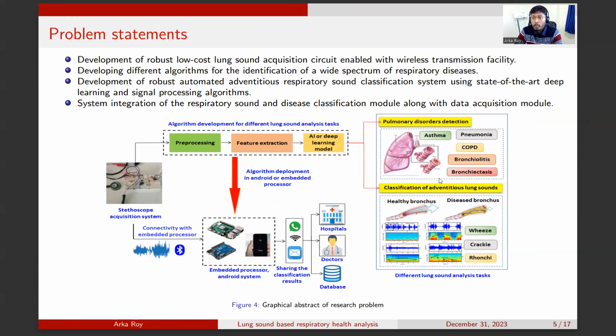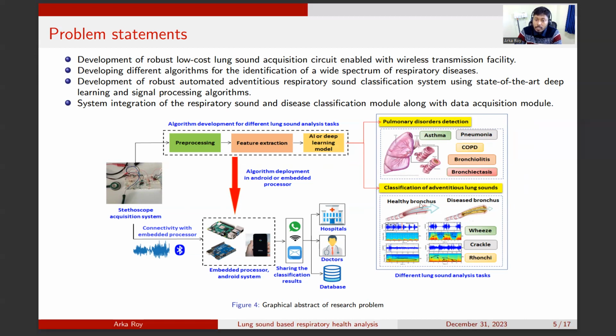So this is the overview of the problem statement that I will be focusing on in my PhD work. This is the graphical abstract. The first agenda will be to create a low cost digital stethoscope, which we'll use to acquire the lung sound signals. Upon acquiring the signals, we'll develop methods based on signal processing and deep learning techniques to either classify the sounds into particular disease classes such as asthma, COPD, bronchitis, etc., or classify the events of the signals, for example, whether the signal is normal or has wheeze events, crackle events, etc.